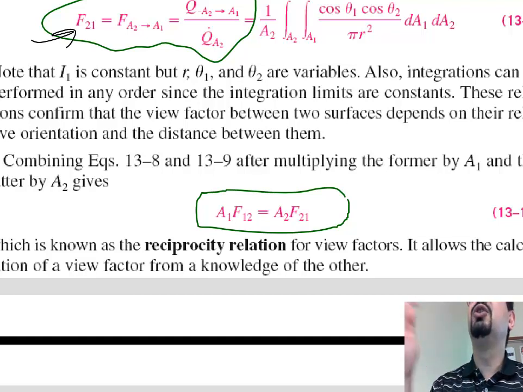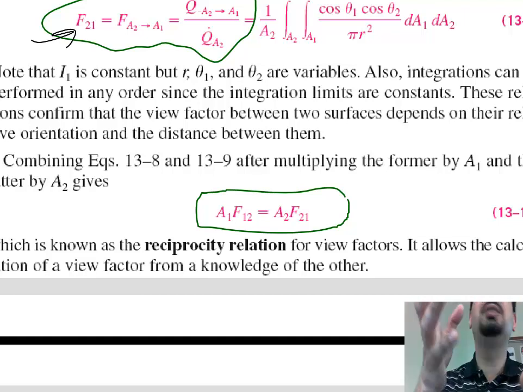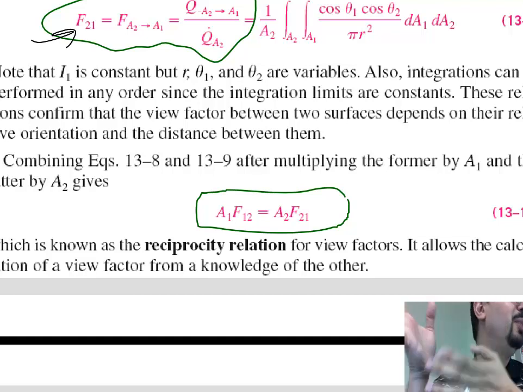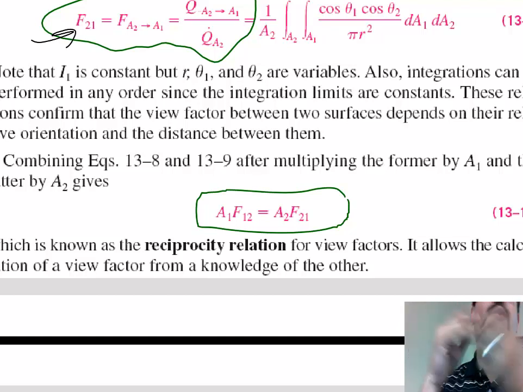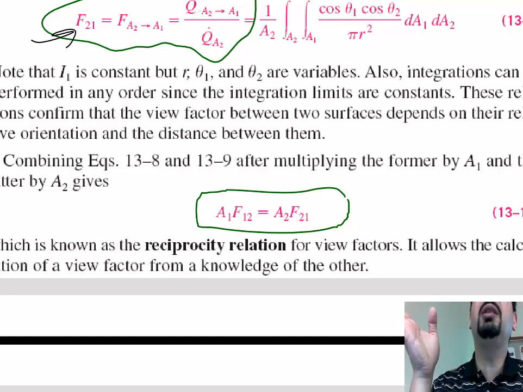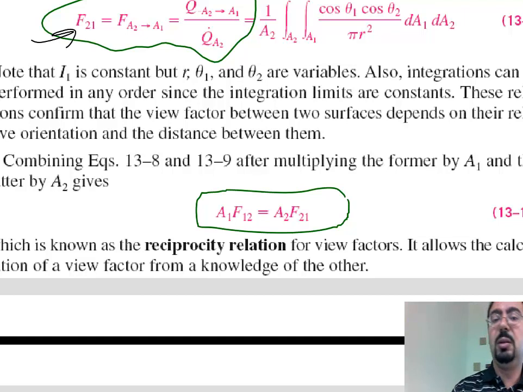Alright? So area A1 F12 is the same as area A2 F21. Alright? So of course if our area is the same, then we get the same fraction.